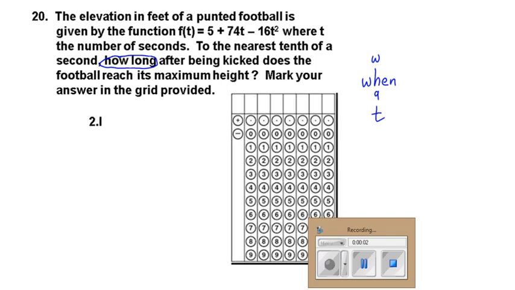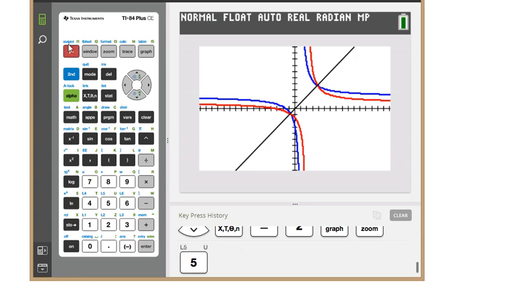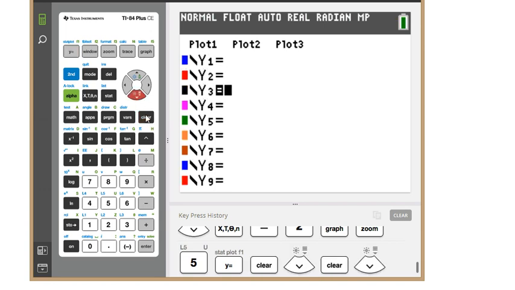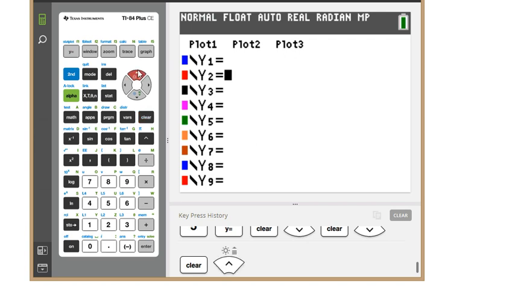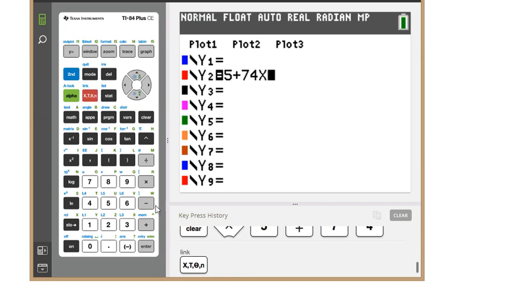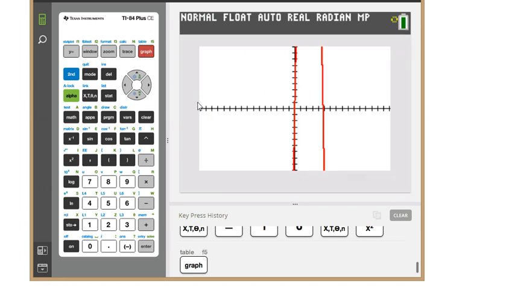Let me clear out these guys here. Clear. We're going to put in 5 plus 74x minus 16x squared, and we graph that, and we see we have a certain geometry there.